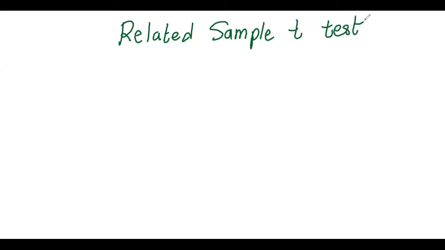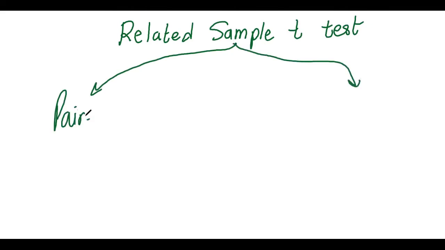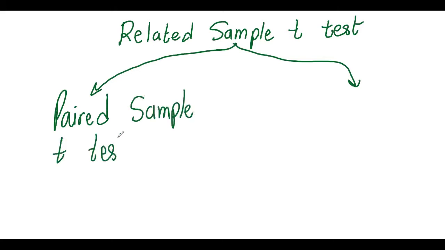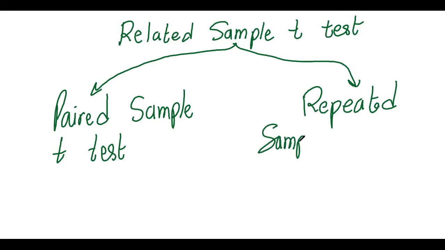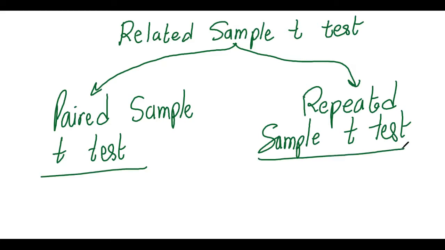Related sample t-test. Now, related sample t-tests are of two types. One is called paired sample t-test, and the second case is also known as repeated sample t-test. Okay, now I'm giving you some examples to explain the difference between paired sample t-test and repeated sample t-test.